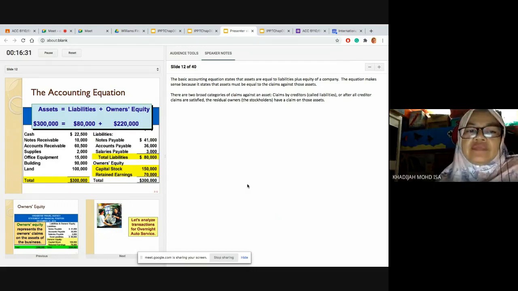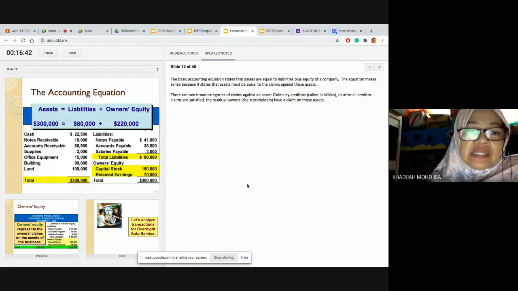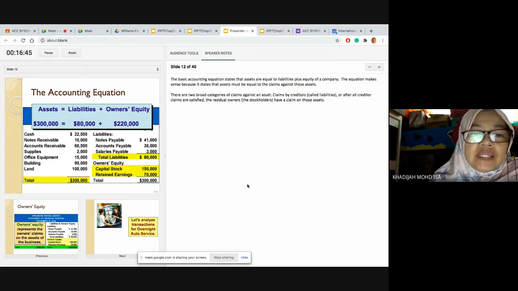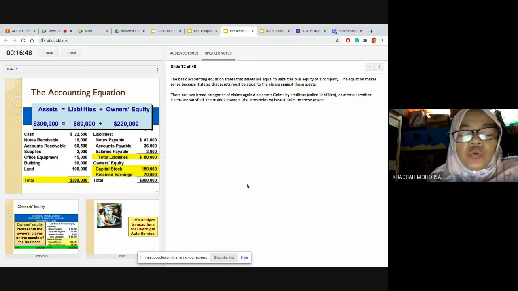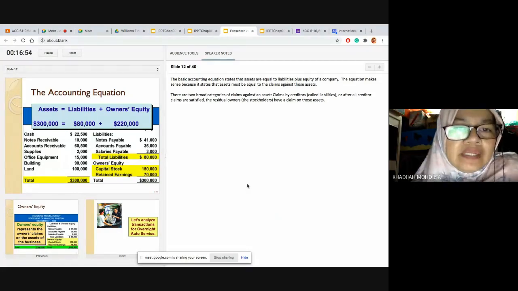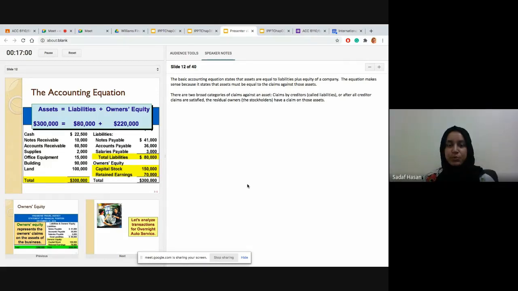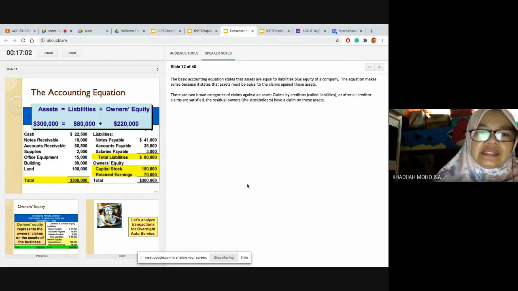So it means that from the asset that we own, 300,000, the asset is financed by liability of 80,000, that is financed externally. Liability is external. Owner's equity finances the asset by 220,000. So on the asset of 300,000, liabilities, who are the creditors, can claim 80,000 on the asset. And the balance is claimed by the owner's equity.